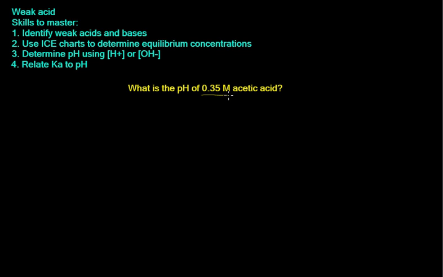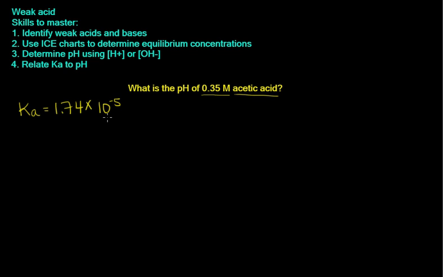Okay, so the first question here is, what is the pH of 0.35 molar acetic acid? Again, we have a concentration and an acid name. You should know that acids like acetic acid and formic acid are weak acids. So the first thing you're supposed to do is find the Ka, and you can look this up in your book. Sometimes it will be given to you in problems. Ka for this one is 1.74 times 10 to the negative fifth.